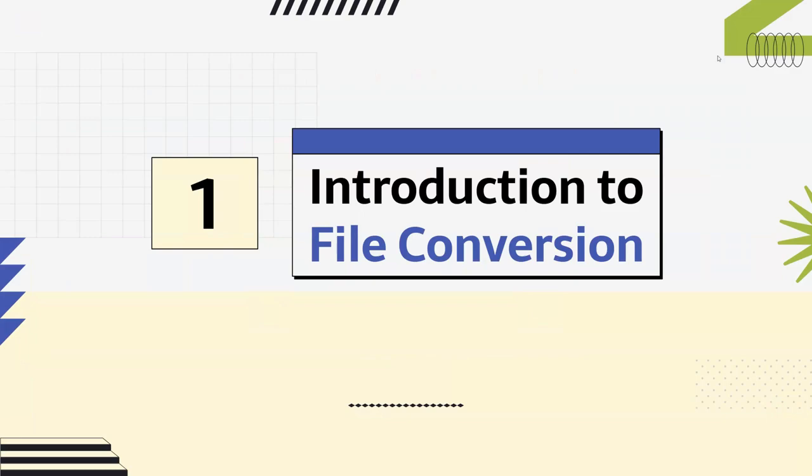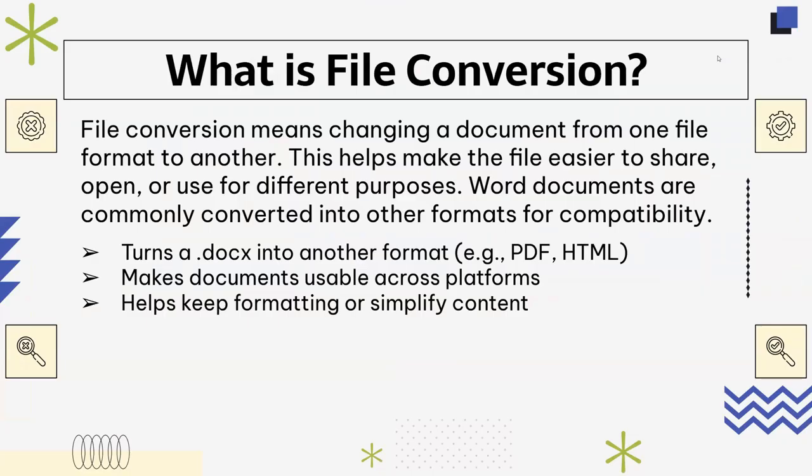1. Introduction to file conversion. So what is file conversion? File conversion means changing a document from one file format to another. And this helps make the file easier to share, open, or use for different purposes. Word documents are commonly converted to other formats for compatibility. For example, you can turn a .docx file into another format like PDF or HTML. And converting docs makes the docs usable across different platforms. And it also helps keep formatting or simplify content.